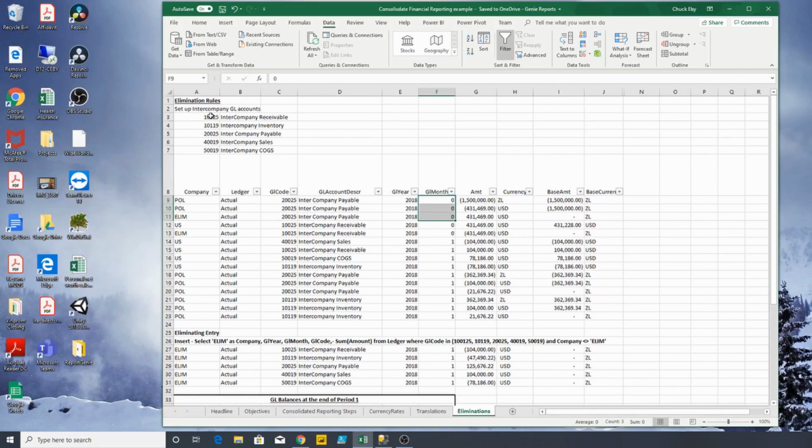So the first thing that you want to make sure that you do is set up in your ERP instances the appropriate intercompany ledgers, and then you'll have to make sure that your GL activity for the period gets into those ledgers before you run your integrated services processes. So you're going to want to set up an intercompany receivables, intercompany inventory, intercompany payable, intercompany sales, and intercompany cost of goods sold.